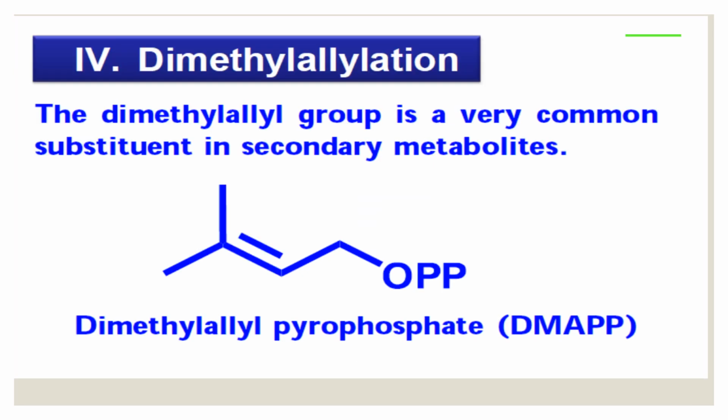Another is dimethylallylation. This dimethylallyl group is a very common substituent in secondary metabolites, and this dimethylallyl pyrophosphate is always the source of what? Prenyl group. This one is a source of prenyl.